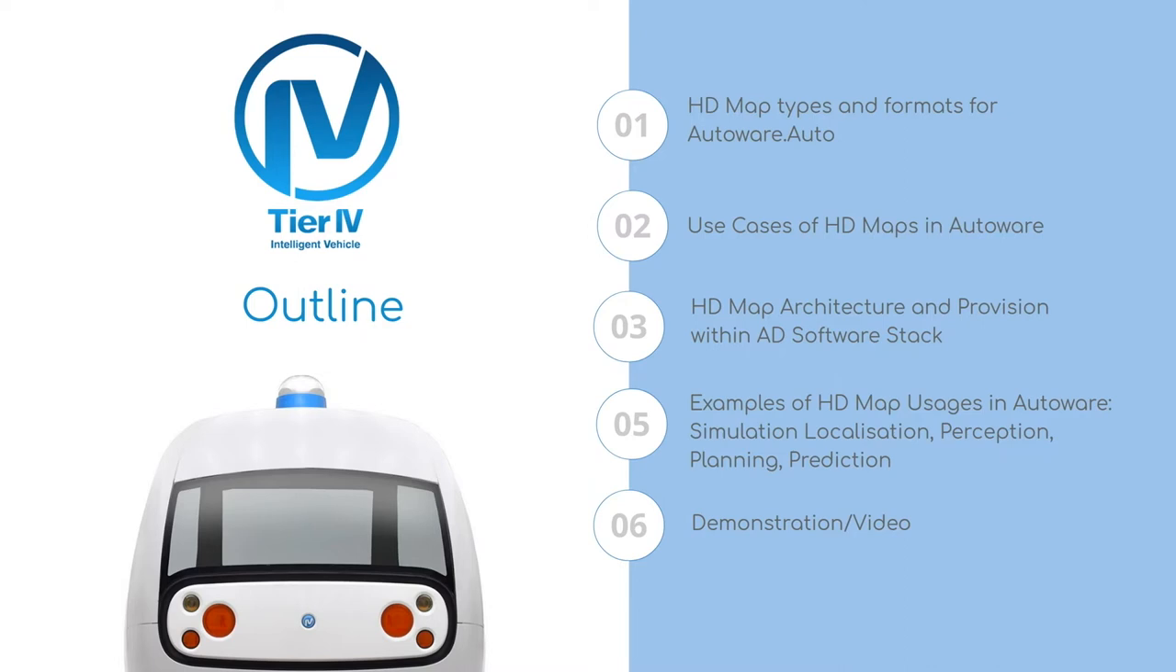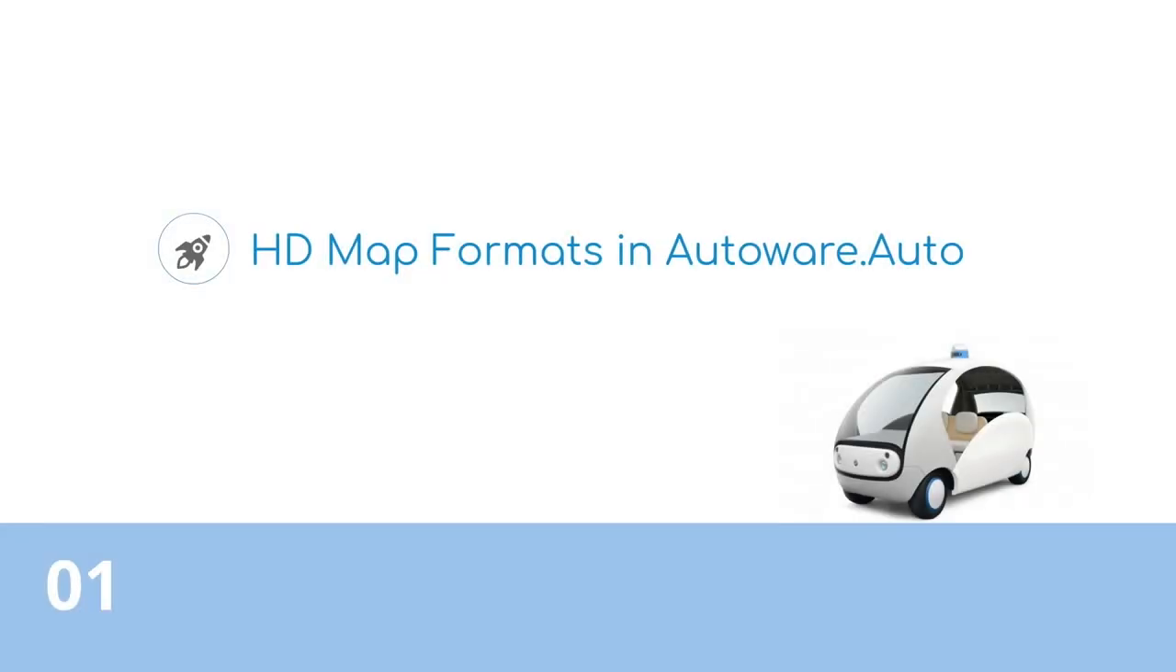Finally, to wrap the lecture up, I will show a demonstration video of Autoware in operation using all of the HD map information described above to achieve autonomous driving. The first topic in today's lecture is HD map formats in Autoware.Auto. Here I will describe the types of HD maps used in Autoware and also the particular map formats each map type uses.